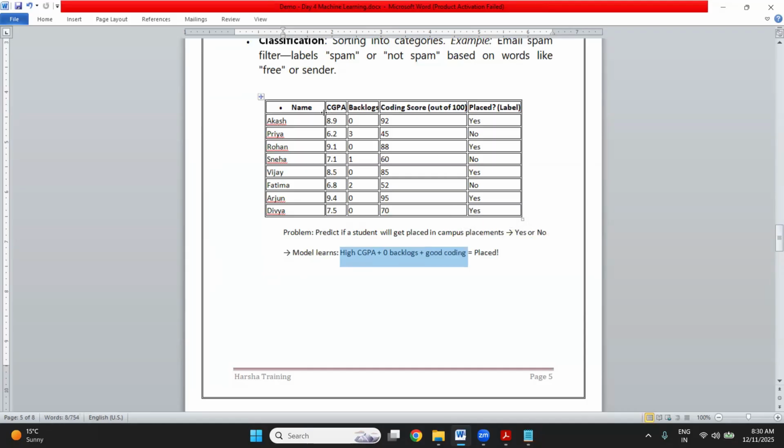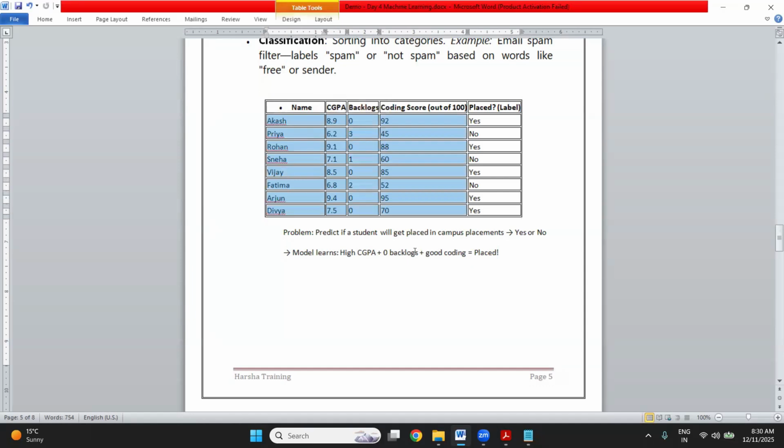We will just provide the data to the algorithms, and they are intelligent enough internally. They will try to understand the pattern of the data: this is the name, these are the marks, this is backlogs, these are scores. They will analyze all this, and depending on it, they will judge whether this person will be placed or not. It will give the predictions.